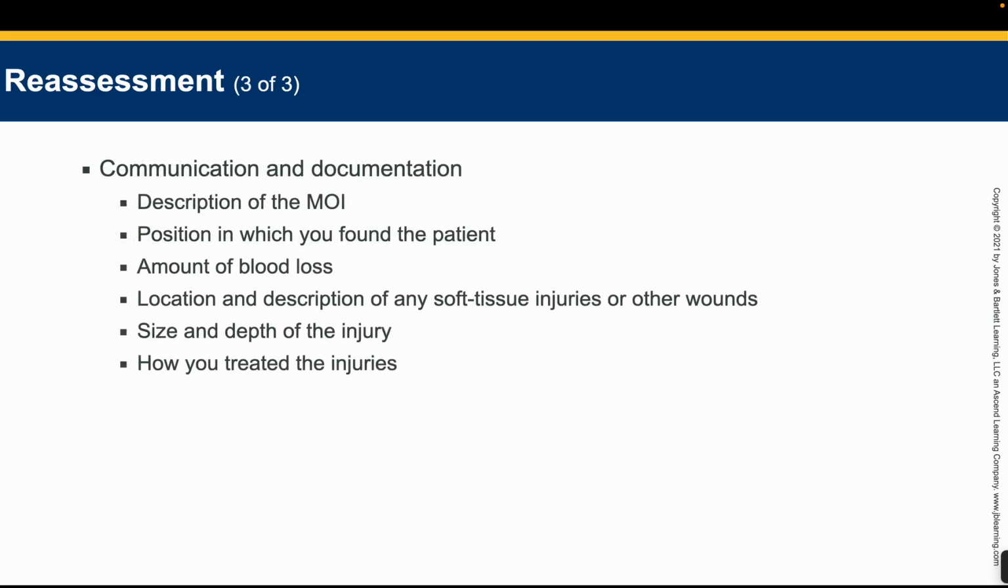The last piece of reassessment is communication and documentation. And this is where you clearly tell the patient's story. You want to include the mechanism of injury, what may have happened, and any clues from the scene.